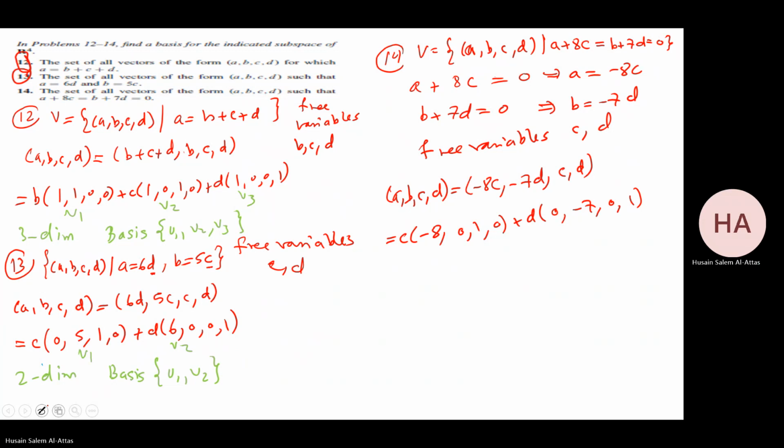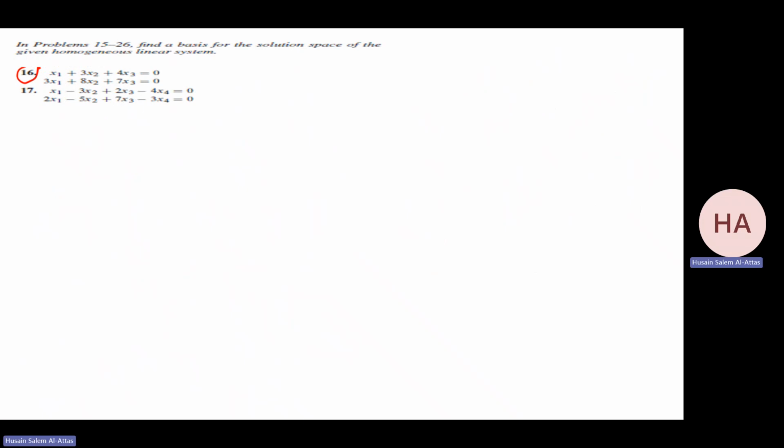Okay. So it's two-dimensional, and the basis is V1, V2. Next one, I have 2 more questions to go. Okay, now I need to find the basis for the solution space.